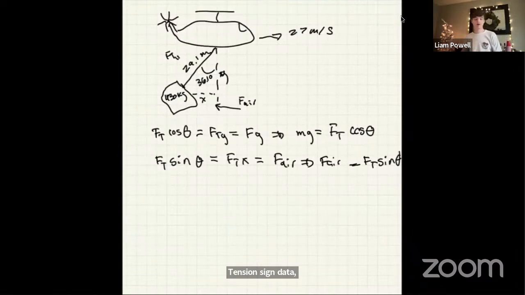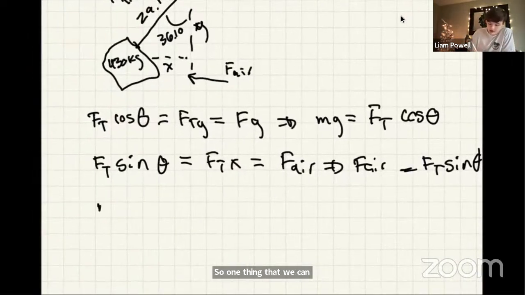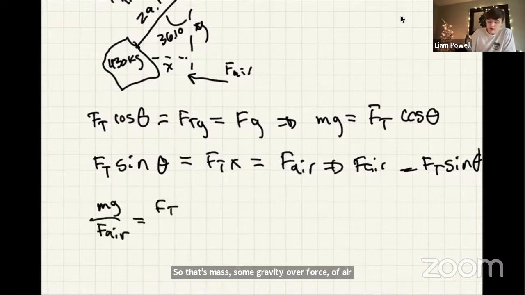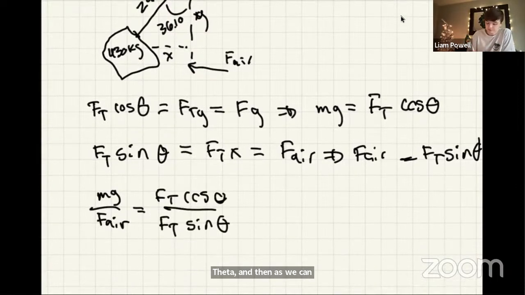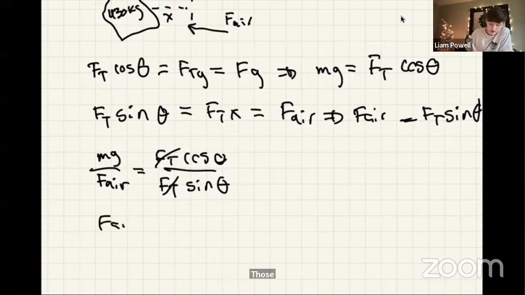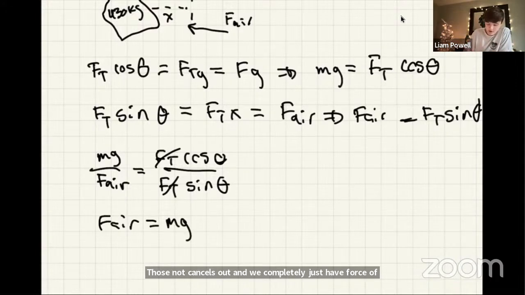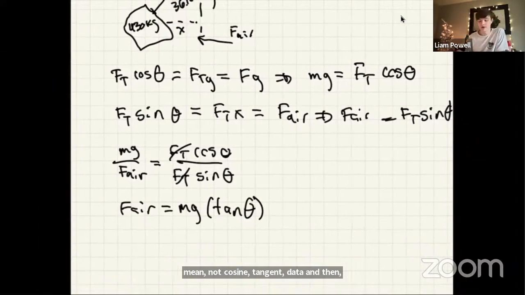So now we want to find the force of air. One thing that we can do, which is a cool trick, is to divide these two. So that is mass times gravity over force of air is equal to force of tension cosine theta over force of tension sine theta. And as you can see, the tension cancels out, and we completely just have force of air is equal to mass times gravity times tangent theta. And once we have this, we can just plug in and solve.